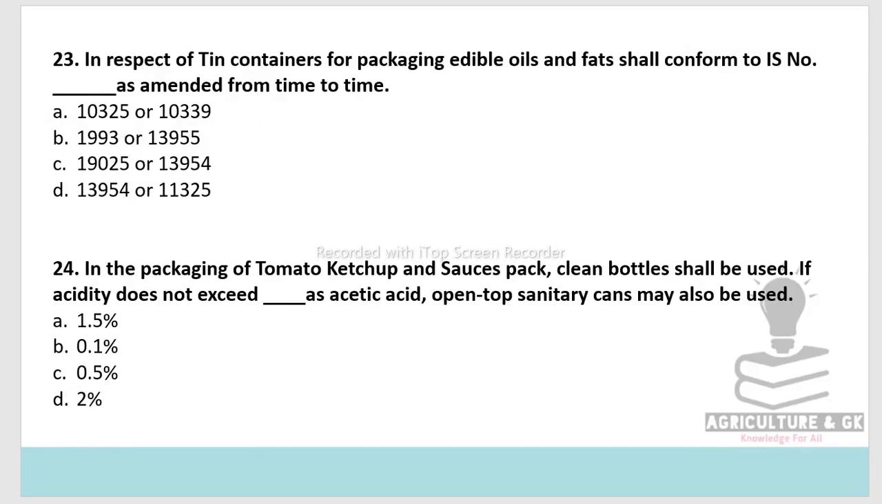Now the next question is, tin containers for packaging edible oils and fats shall conform to IS number blank as amended from time to time. 10325 to 1 or 10339, 1993 or 13955, 19025 or 13954, 13954 or 11325. So which one of these numbers is amended from time to time?